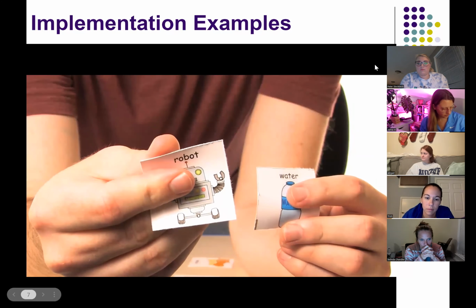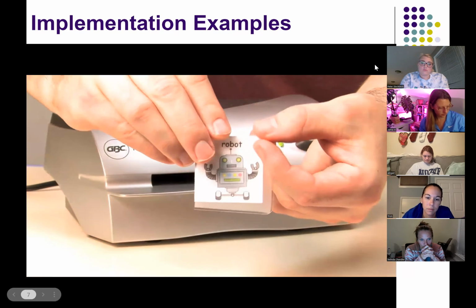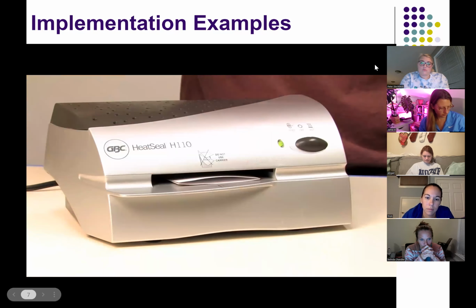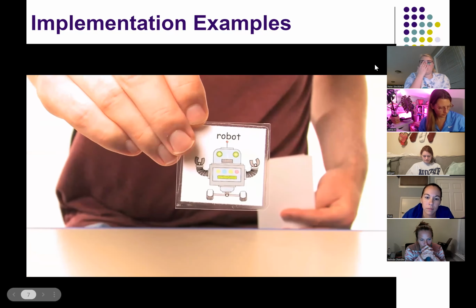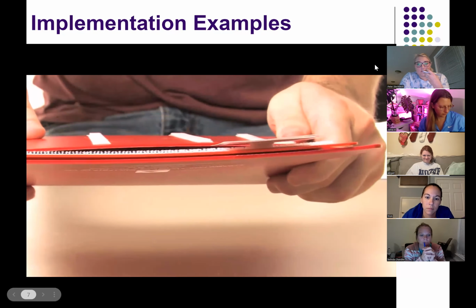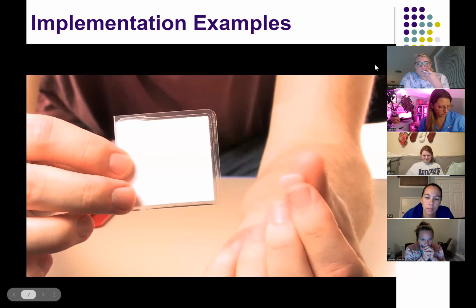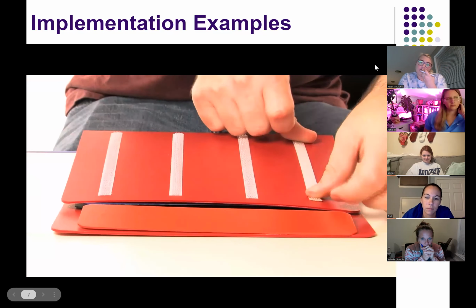You then need to ensure that the symbols are tough enough to last. It is a good idea to laminate them. Next, you need to apply hook and loop fastener to the symbol. We always apply the loop fastener, which is the soft side, to the symbol, and then the hook fastener, which is the hard side, to the book.